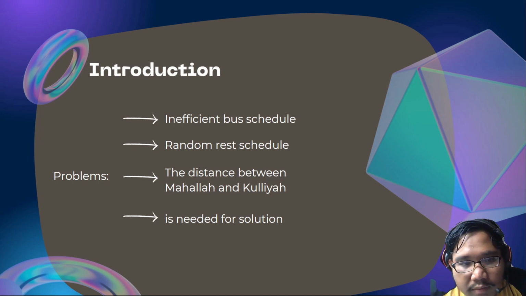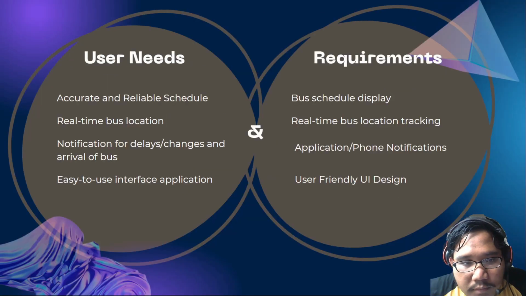Okay, next we have the random rest schedule. The shuttle bus quite often rests and stops randomly without any notice or schedule, which makes students wait longer for another bus to arrive. This is quite a problem that needs a solution. Now we will see the user needs and their requirements.